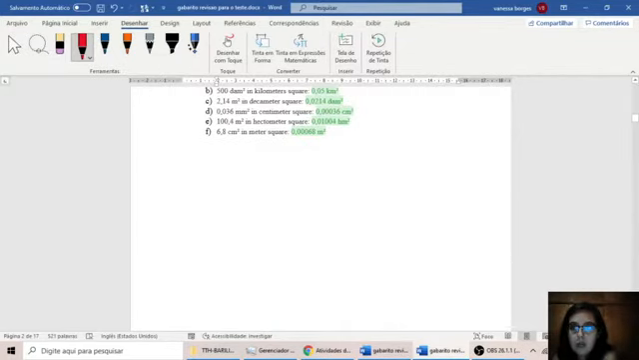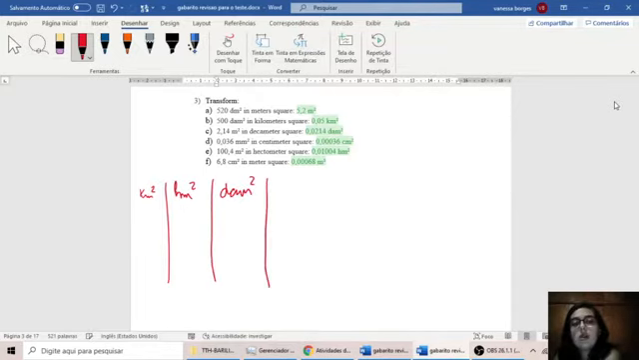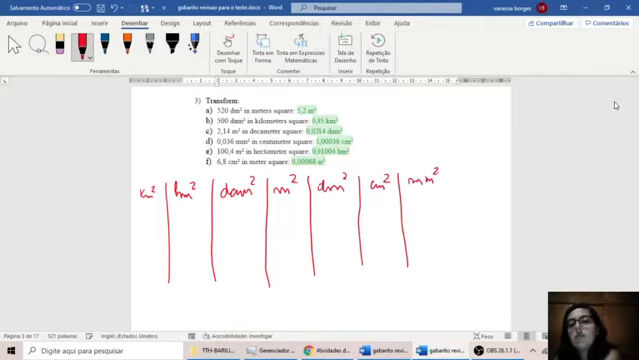It is the same way. So I need to do again the table, okay? But in this case, I'm changing for different bases. So kilometer square, hectometer square, decameter square, meter square, decimeter square, centimeter square, and millimeter square.